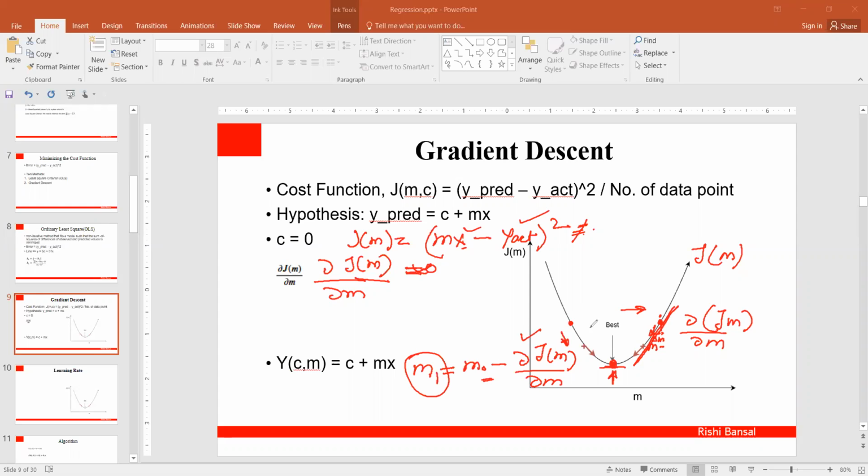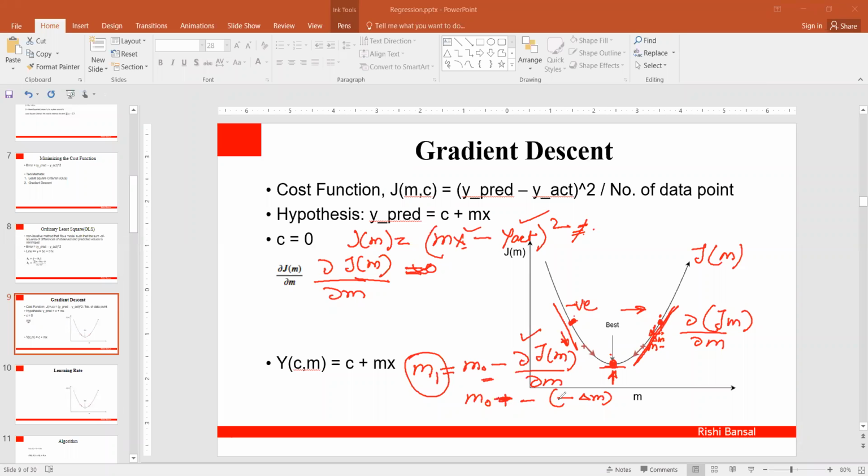Now suppose this point is on the left hand side of the minimum point. Here your slope value is negative. And if you see m0, if this value is negative, then it will be m0 minus this negative value, so this is delta m.